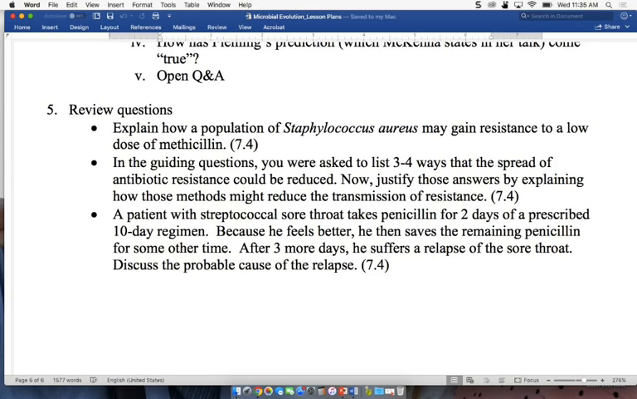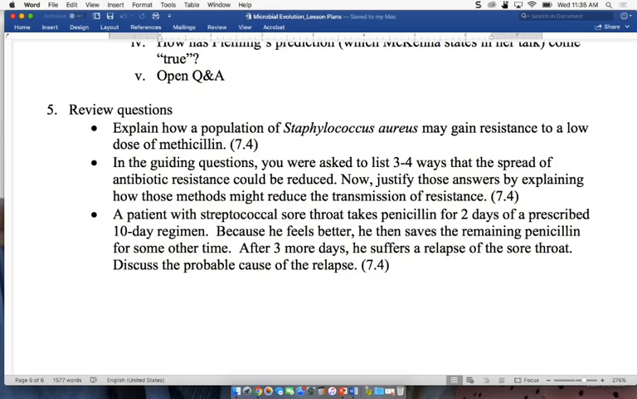What I'd like you to do is focus here primarily on the first and the third of these bolded questions, because these are examples of what you might see on this coming up exam. Okay? So the first one is, explain how a population of Staph aureus may gain resistance to a low dose of methicillin. There's actually a couple of potential ways, but I'd like you to just come up with one way and use today's conversation as kind of the context for that.